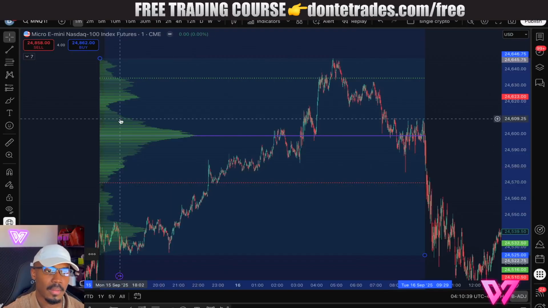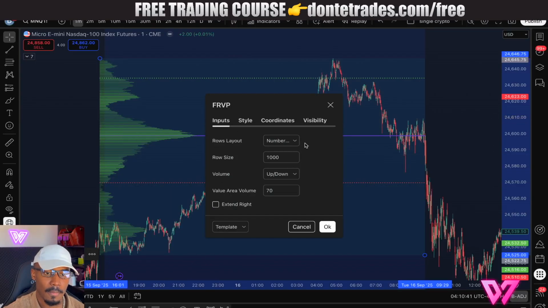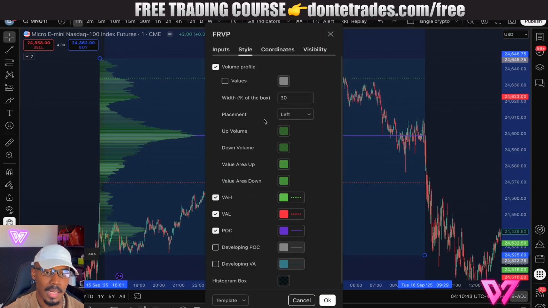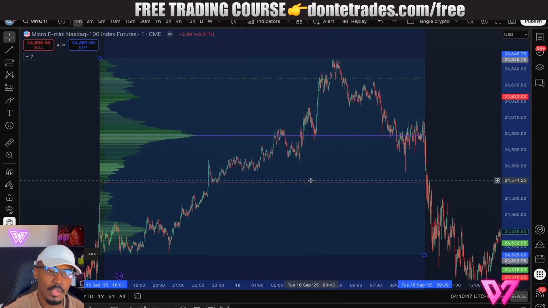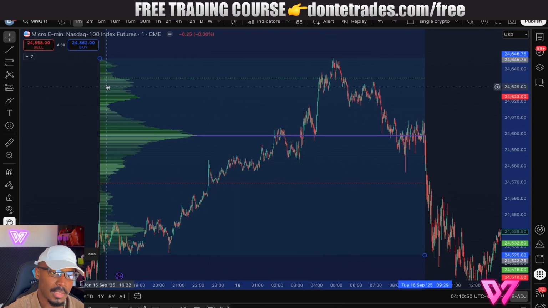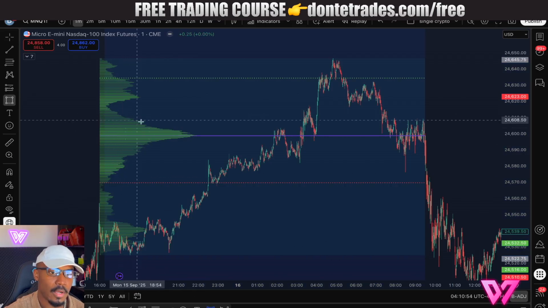Now you can see here, let me actually show you my settings so you can see how my settings actually look. And this is the style. So you can just pause the video there and look at that. But what you want to do when you look at this volume profile is look for high volume nodes, or these bars here. Put simply, these bars here on the side, these green bars.